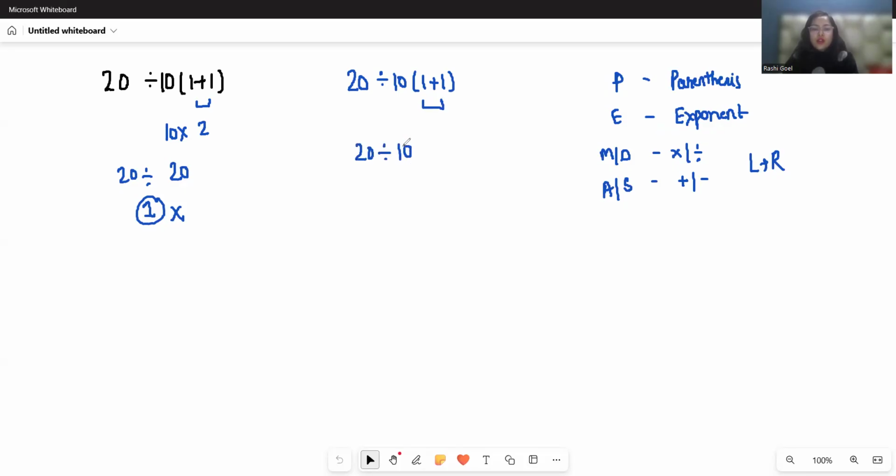Now rewrite the left out terms. So 1 plus 1 is 2 and there is a multiplication sign. As we discussed, division and multiplication both have the same priority, but we have to solve from left to right. So it's 20 divided by 10 multiplied by 2. So it's 2 times 2, which is 4.